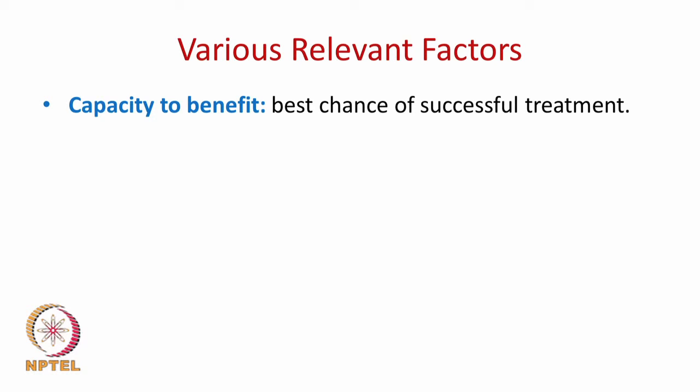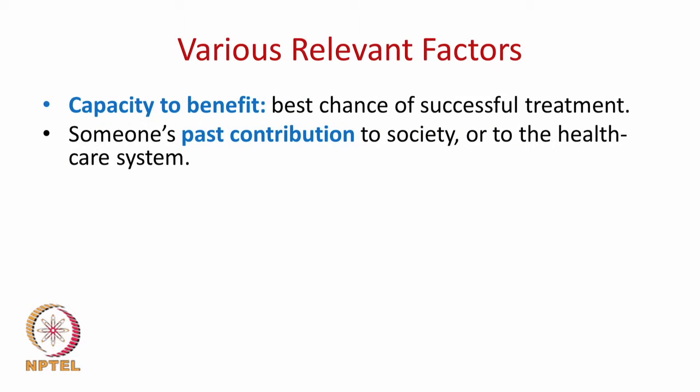So, in that way this enables us to design policies in a better way than any other approach. And someone's past contribution is another one, because if someone has contributed a lot to the society in terms of science, of literature or anything else, or sports, such people's contributions have to be recognized, and when it comes to matters of resource allocation, they should be preferred over others.